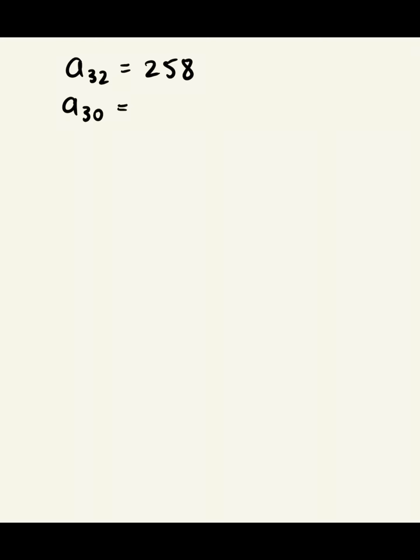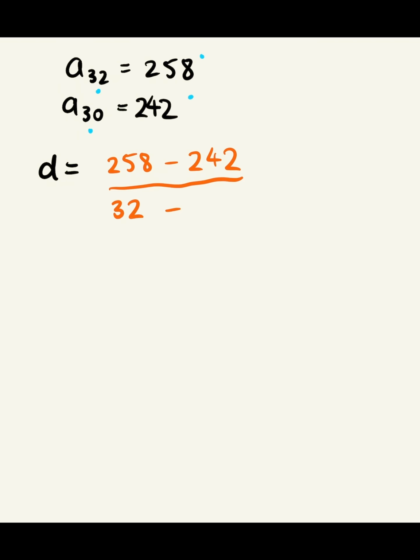So good thing is we've got two values here now, and we can use that to work out what our D value is. We can just work out the relationship between the two. So we know that the 32nd number, so A32, is 258. We know that A30 is 242. And so then what we do is we take our two values, so our 258 and our 242, and we find the difference of those, and we divide that by the difference of the two numbers. So in this case, it's going to be 32 and 30.